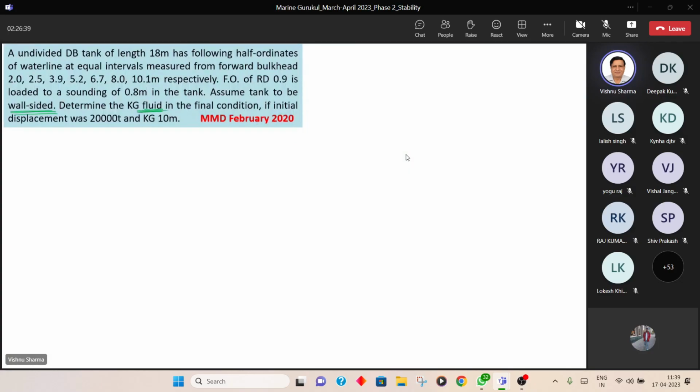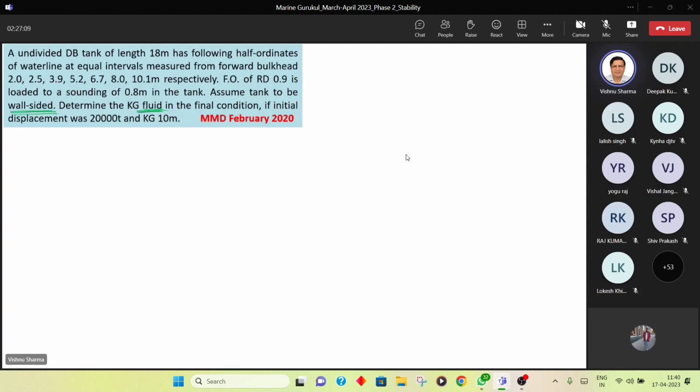An undivided DB tank, length 18 meters, has the following half ordinates of the water line. Again, guys, you can draw whichever way you want. I'll take the top of the page as forward and the bottom part of the page as aft. Half breadths are given, so obviously the breadth on the other side would be exactly a replica of it.